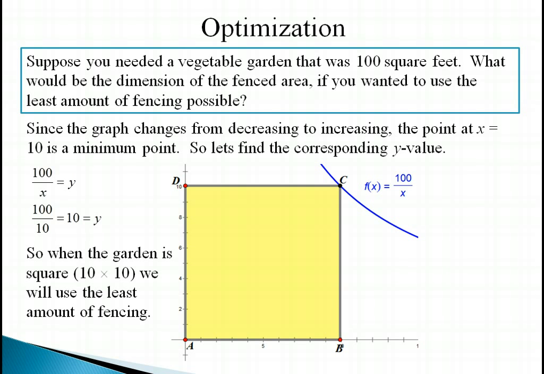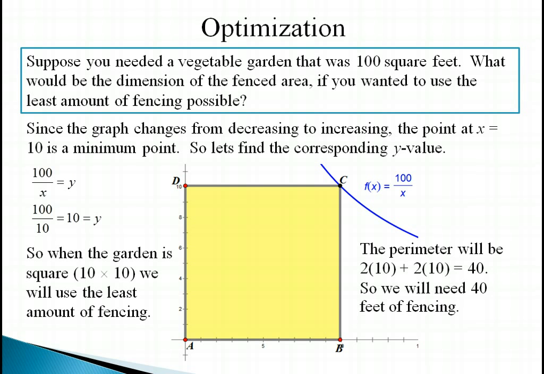Now, how much fencing do we need? We have to go back to our original perimeter equation and plug in x is 10, y is 10, and we get out our 40 that we expected to get out. So 40 feet of fencing is the least amount of fencing possible to have 100 square feet of area.